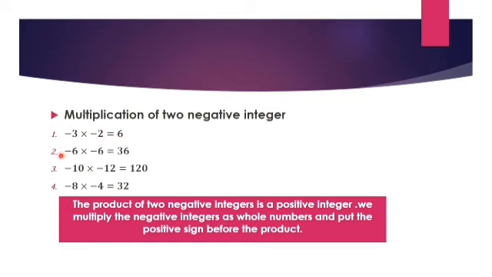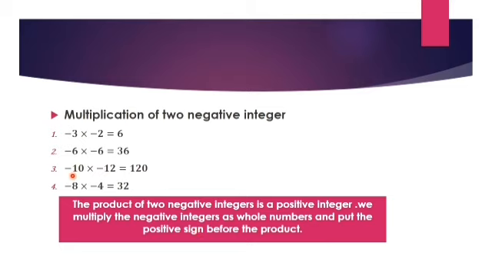The next case, minus 6 into minus 6. Both are negative integers. How do we multiply? We multiply them as whole numbers. 6 into 6 is 36, and we put the positive sign before the product. We get positive 36. And the third case, minus 10 into minus 12. Both are negative. How do we multiply? Multiply as whole numbers. 10 into 12 is 120, and we put a positive sign.